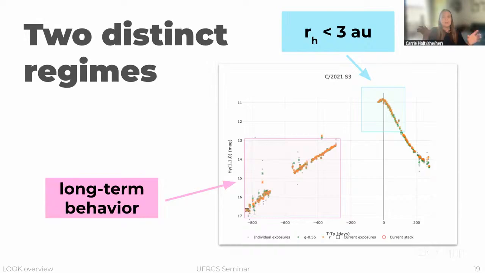So for the purposes of this talk, and so it doesn't go on for eternity, we're going to just focus on this distant regime outside of 2.5 AU. We're still looking at the inside of 2.5 AU, but not for this talk.